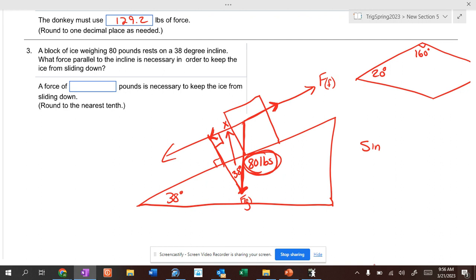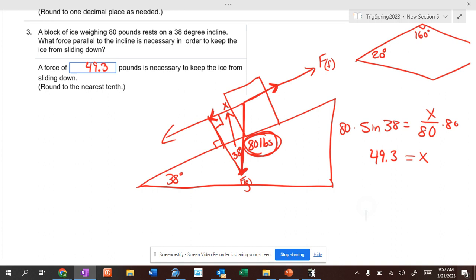Sine. So the sine of my 38-degree angle equals x over 80. So if we multiply both sides by 80, x equals 80 times the sine of 38. Somebody take 80 times the sine of 38 on your calculator. 49.3. So the force of friction is 49.3 pounds, keeping the block of ice on the ramp.